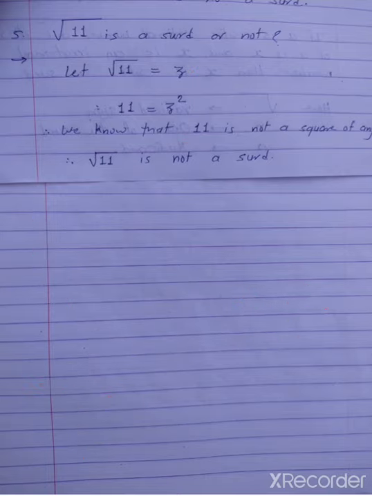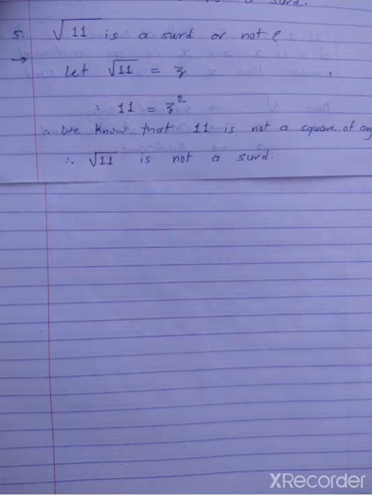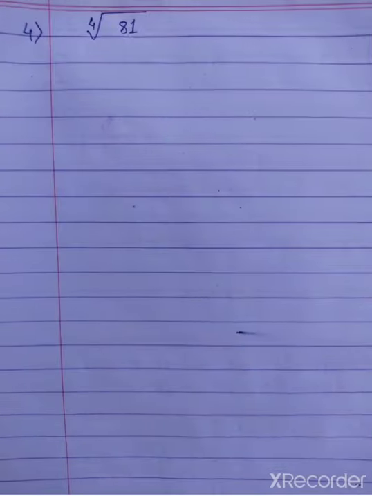Because it is not a square number, when you solve this by using the division method, you know how to solve it, you will get an irrational number, and because it is an irrational number, it is a surd. Now let us solve one more example.